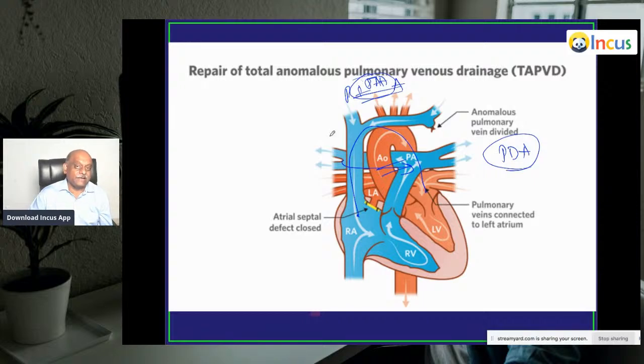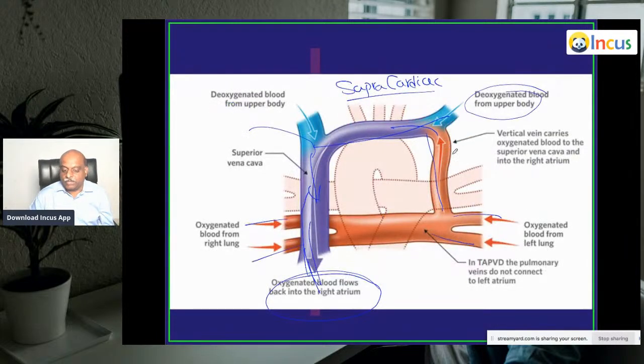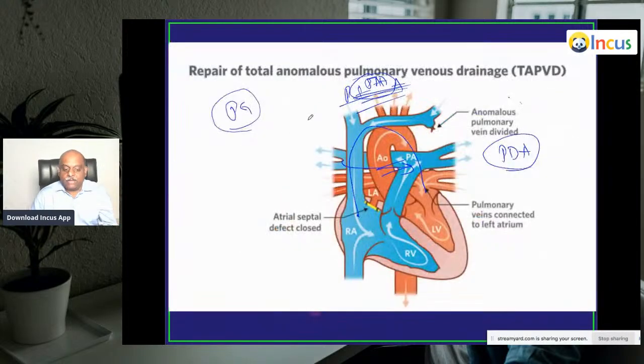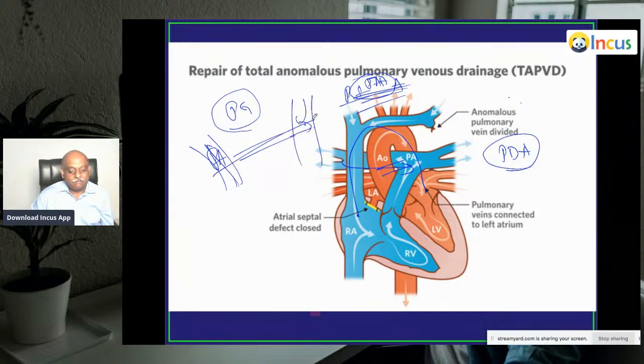So that's the reason we give prostaglandins to keep the PDA patent, so that because of the anomalous pulmonary circulation, the left side good blood has gone and mixed with the right side, and by keeping the PDA patent, you once more bring the right side pulmonary artery blood back into the aorta, back to the left side.